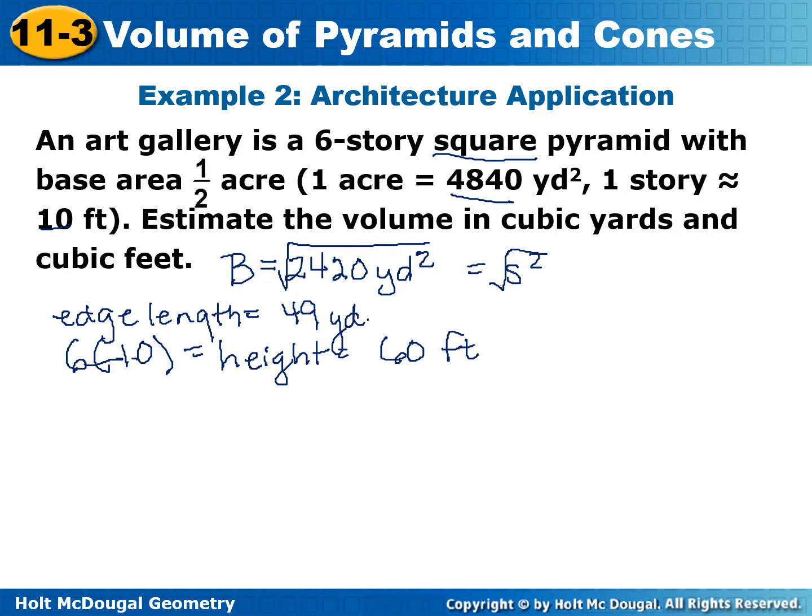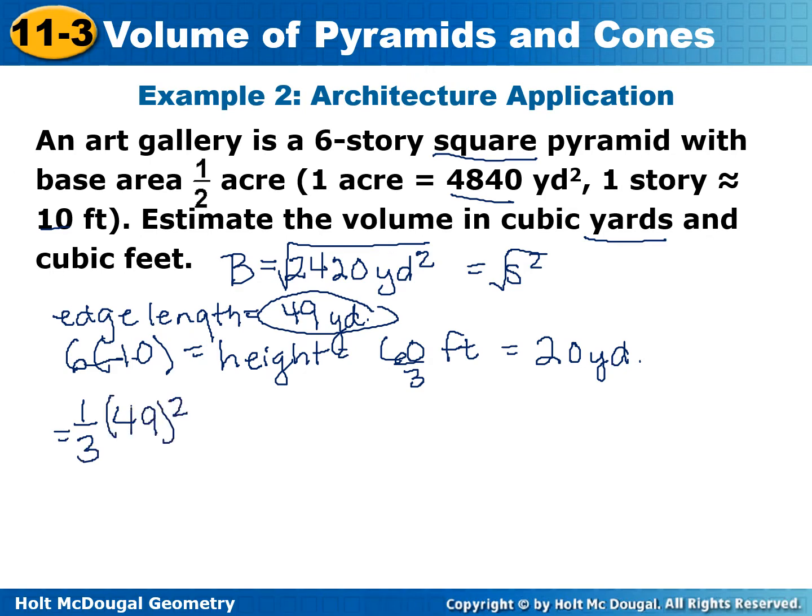So we want to do this first in yards, so everything has to be in yards. The base edge is already in yards. The 60 feet has to be given to us in yards. So 60 feet divided by 3 is 20 yards. So we're going to take 1/3 times 49 squared times 20. Oops, I forgot that. And that's going to give us 16,100 cubic yards.